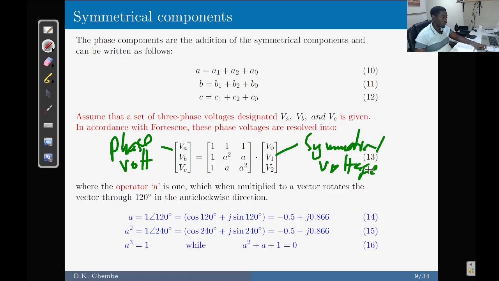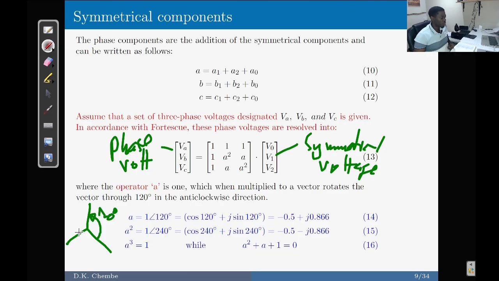Symmetrical or sequence voltages, where V0 is the zero sequence, V1 the positive sequence, and V2 the negative sequence variable. The operator A, like I said, is a multiplier, which basically explains the rotation of a vector through 120 degrees in the anti-clockwise direction. So that rotation anti-clockwise by 120 degrees is the operator A, which is 1 at 120 degrees.